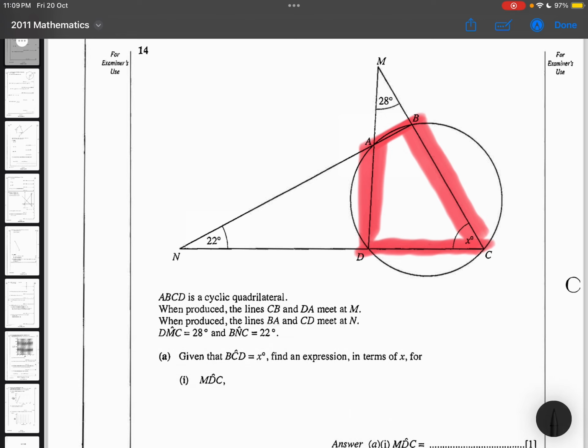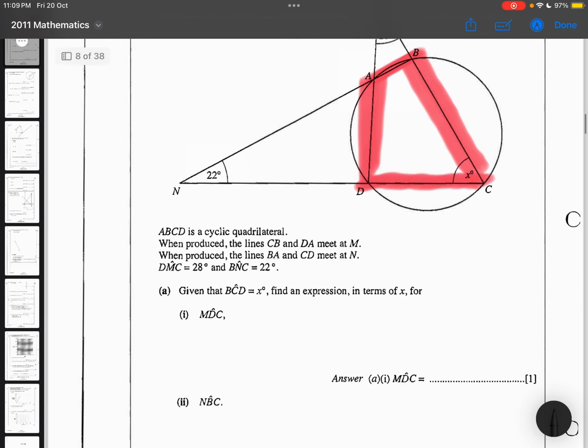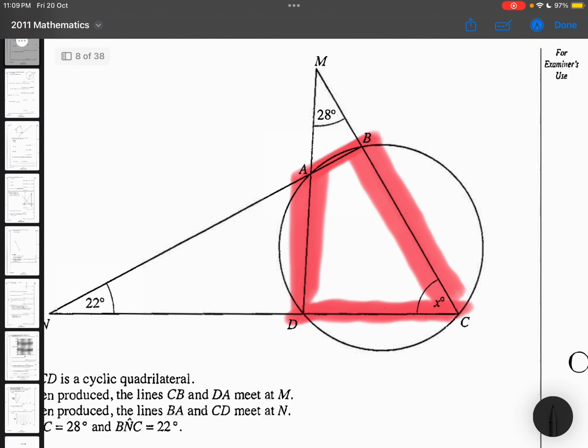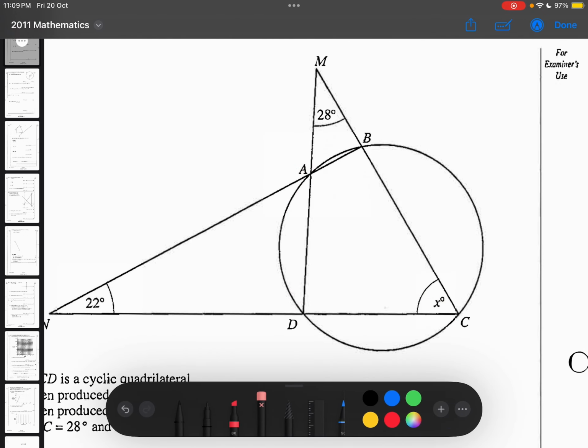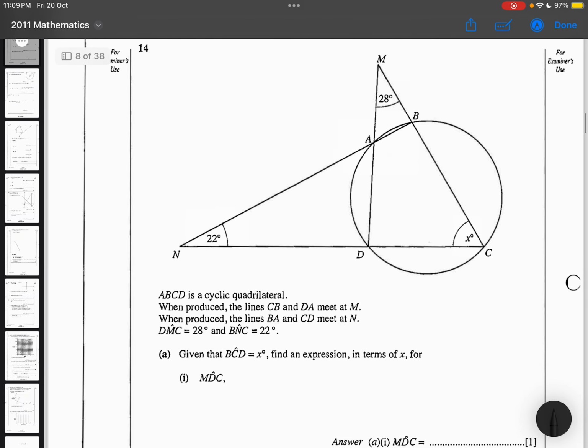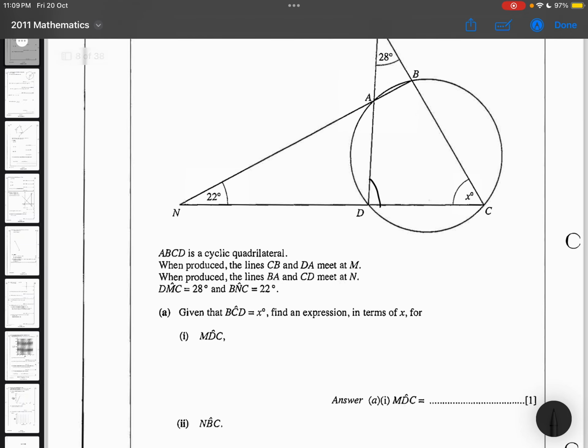So when produced, the lines CB and DA meet at M, and the lines BA and CD meet at N. Angle DMC is equal to 28 degrees and angle BNC is 22 degrees. I'm given that angle BCD is x degrees, and I have to find an expression for angle MDC. Now I have to find it using triangle MDC for part 1.